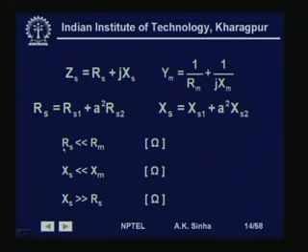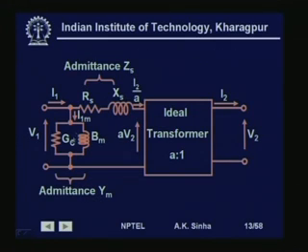Now, in practical transformers, RS is very small compared to Rm, XS is very small compared to XM, and XS is much larger than RS. In many cases, this current is generally very small, and also this current is almost in quadrature with this current. So, this is many times neglected, and the final model of the transformer can be used as just a series impedance in series with the ideal transformer.